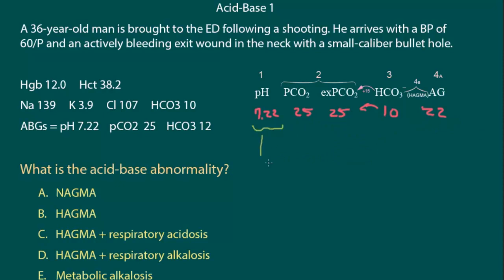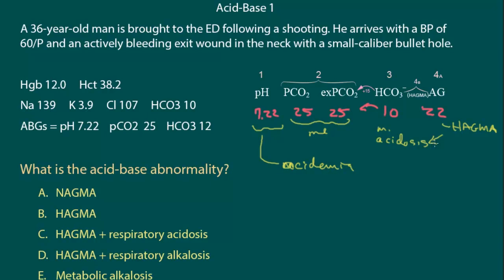Starting from the left and moving right, we do an evaluation. Primary metabolic disorder is acidemia. PCO2 is simply reacting. It's the same as expected. So it's simply reacting to the bicarb. We can ignore it. Bicarb is 10. There's a definite metabolic acidosis. Anion gap is 22. There's a definite HAGMA. And remember, anytime you have a HAGMA, you definitely have, by definition, a metabolic acidosis.